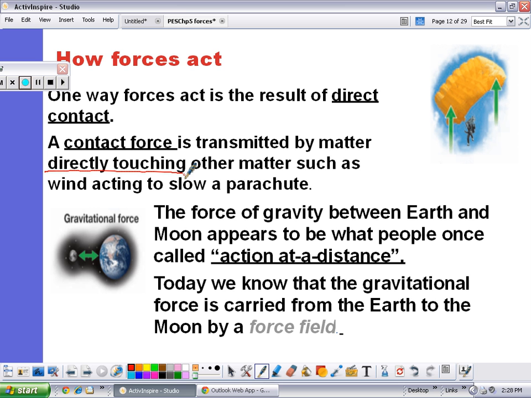Then there's action at a distance, or I also call it non-contact, because there's no direct touching of the two objects. They are affected by the force, but not directly touched by the force provider. Okay, so an example is gravity. Again, you cannot see it, but it will show the effect of the results.